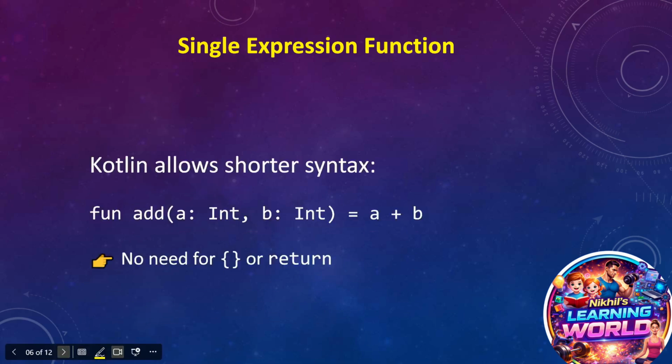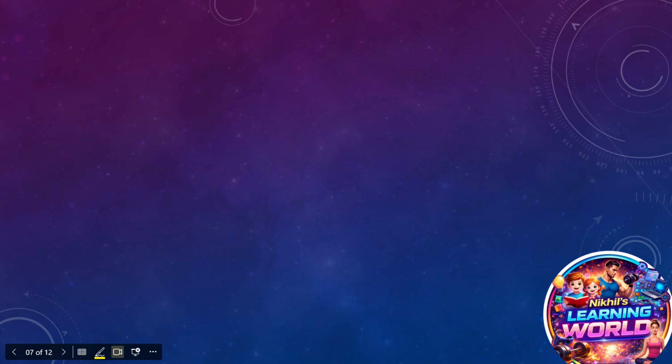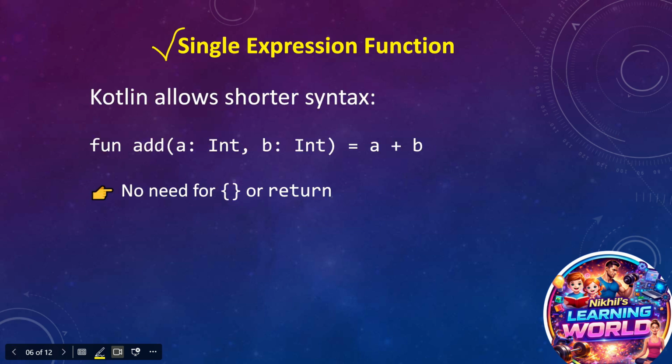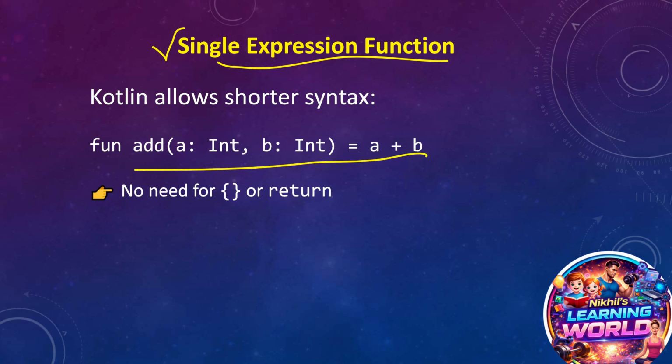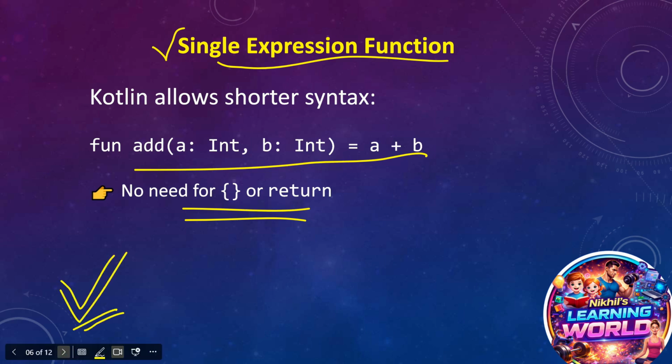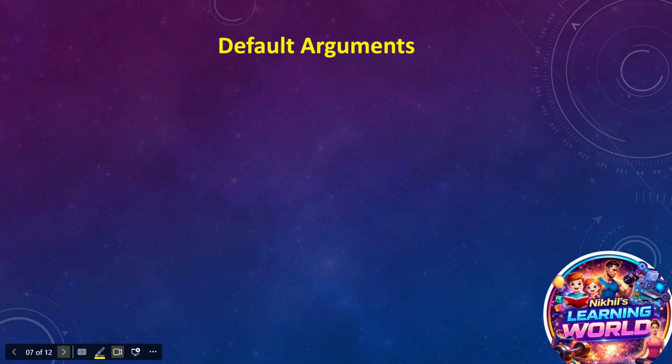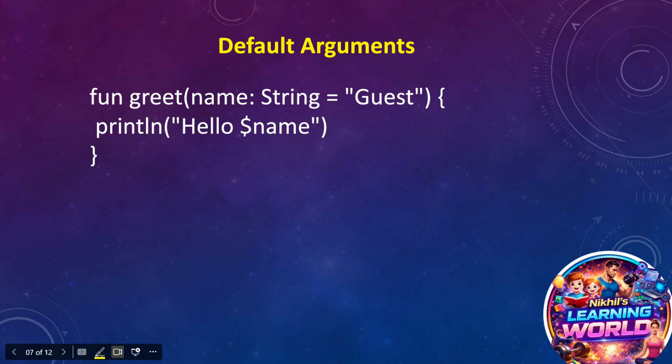So Kotlin allows a shorter syntax for this kind of result, right? For example, fun add a and b equals a plus b, whatever a plus b returns is the value, and it is directly stored where we call that function. No need for curly braces or a return over here, right? It is a single line expression for a function, right? So it's called a single expression function. It's a very short syntax Kotlin provides us, calling with the function name and result oriented.